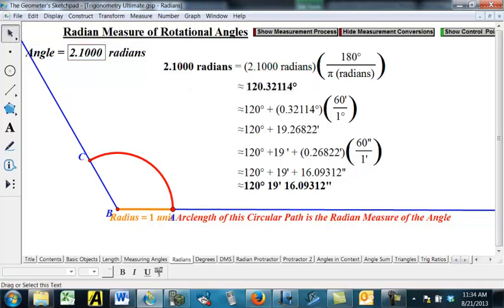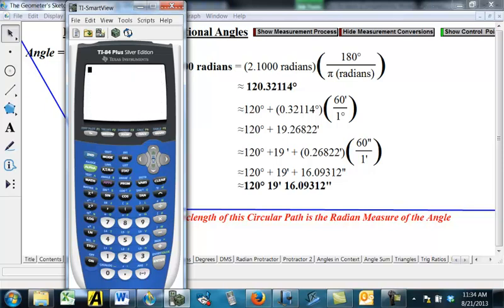Now this is approximately 2.100 radians, so now I have to do this with the calculator. Alright, 2.1 times 180. There we go. And divide by pi. Again, use the pi button on your calculator, and there we get 120.321137.